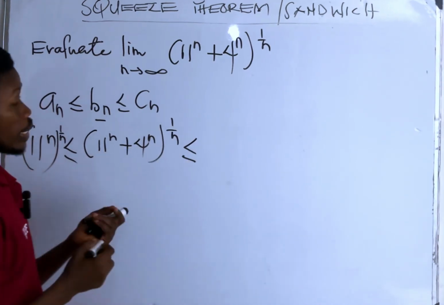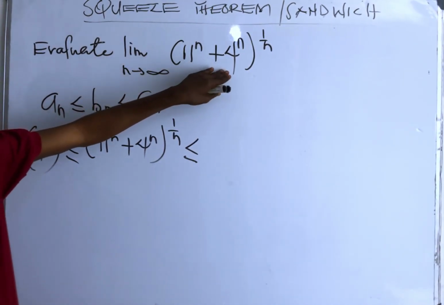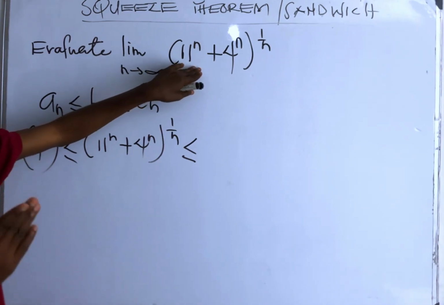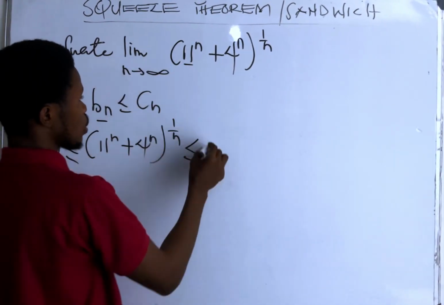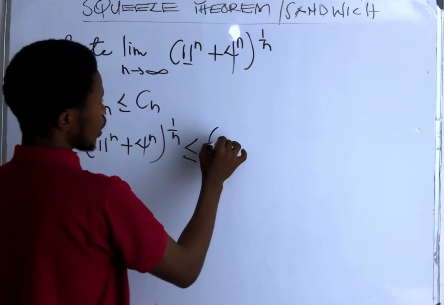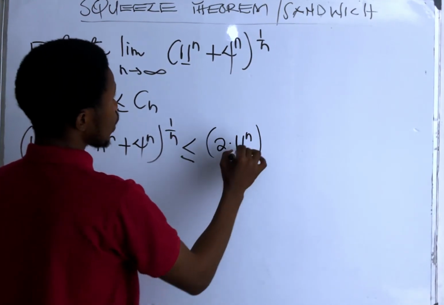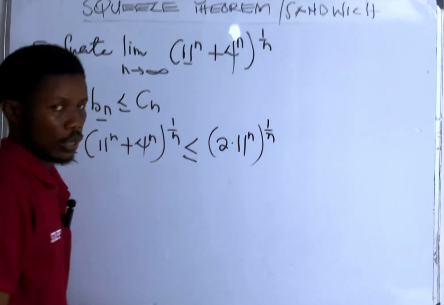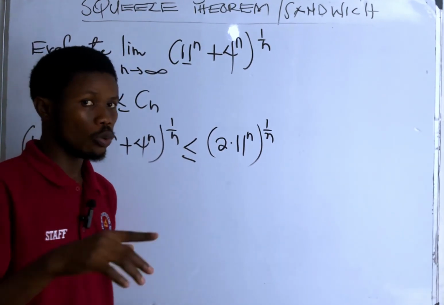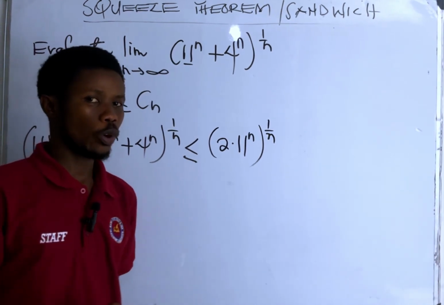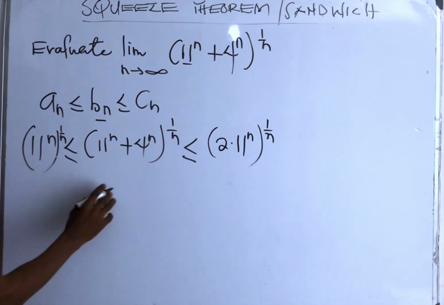And the c_n depends on the number of terms here. So we have 2 terms times the highest number there. In this case, the highest number is this, so we have 2 times 11 to the power n. Please, if you watch my previous video on this, you will understand it. So go back to my bio, try to subscribe and watch it. Okay, now let's move on.